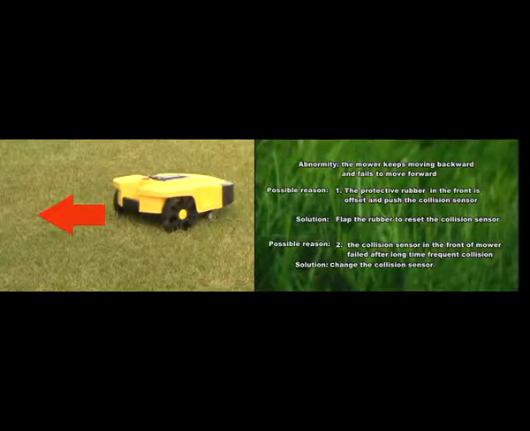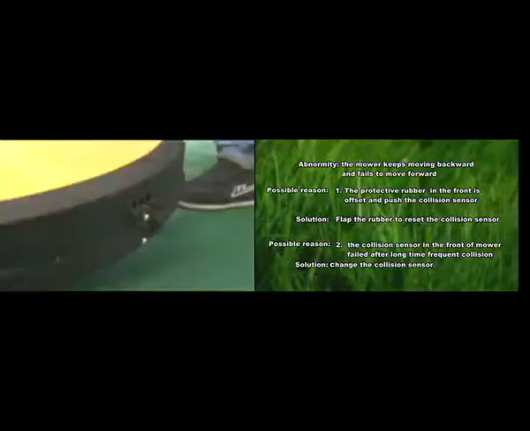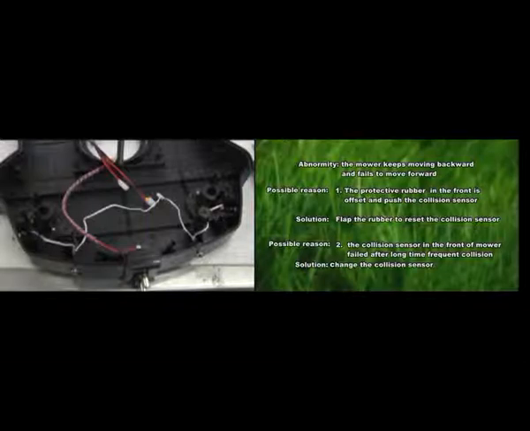Abnormality: the mower keeps moving backward and fails to move forward. Possible reasons: 1. The protective rubber in the front is offset and pushes the collision sensor. Solution: flap the rubber to reset the collision sensor. 2. The collision sensor in the front of a mower fails after frequent collisions. Solution: change the collision sensor.